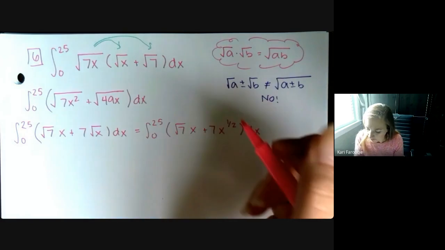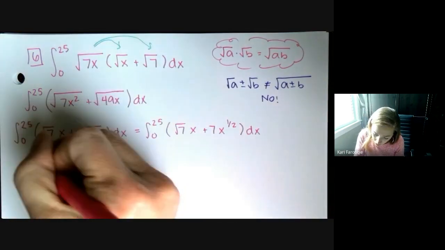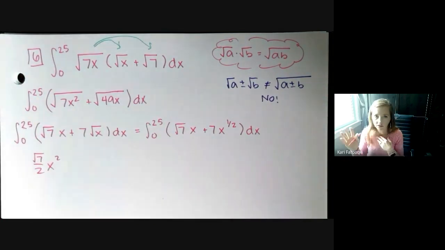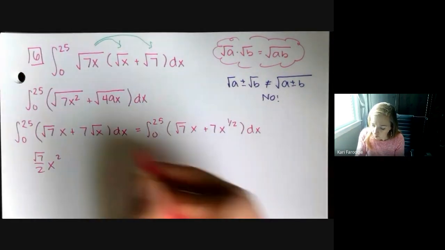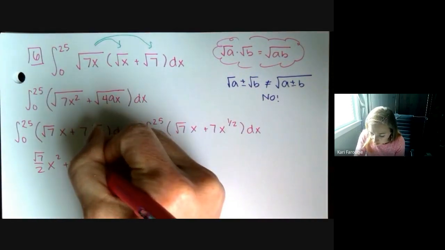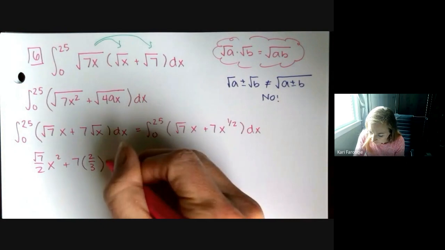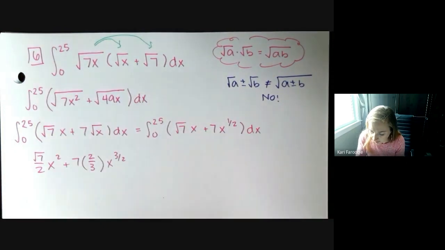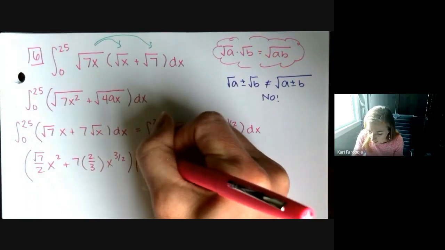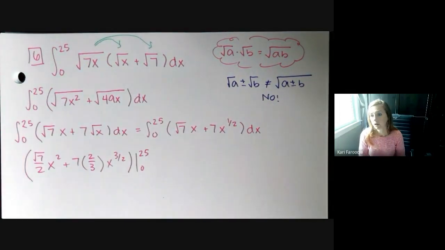So let's do that. I'm going to increase the exponent by 1 and divide by the new exponent. The square root of 7 is just a constant multiple. It just hangs around. When I increase the exponent by 1 here, I'm increasing to 3 halves, so I'm going to multiply by 2/3, and then x to the 3 halves. And then this quantity gets evaluated from 0 to 25.